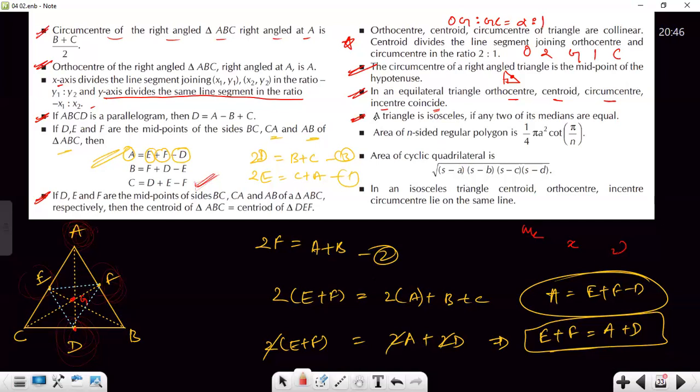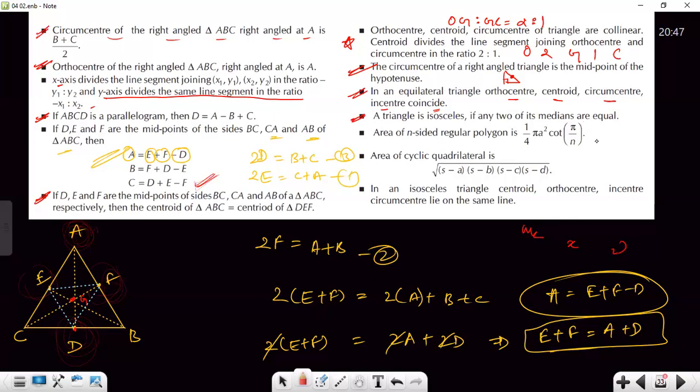Next point is area of n-sided regular polygon is 1/4 pi a square of cot of pi by n. N is number of sides of a regular polygon and a is the length of the side. Let's find out the area for the equilateral triangle. In equilateral triangle, how many sides are there? Three sides which are equal.